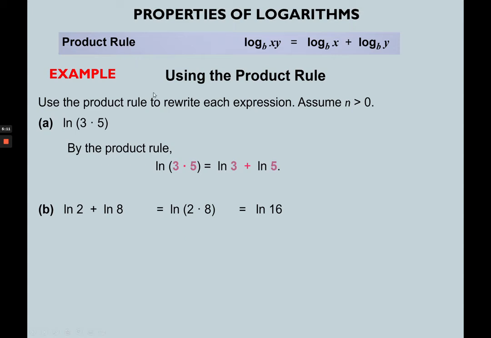We are still on the product rule. Let's have one more example. If you have ln of 7n, you just separate 7 and n with an ln for each, with a plus sign between the two ln's. That's it.